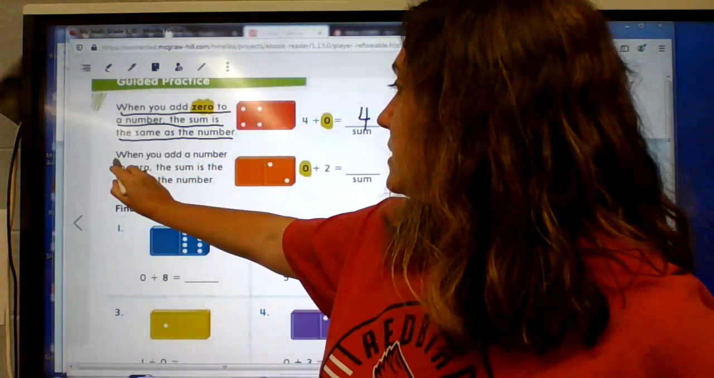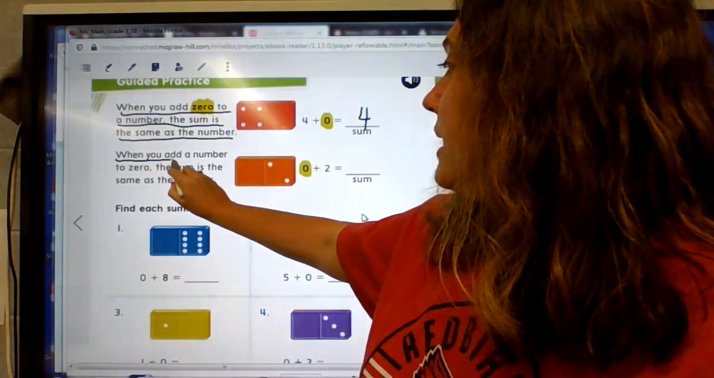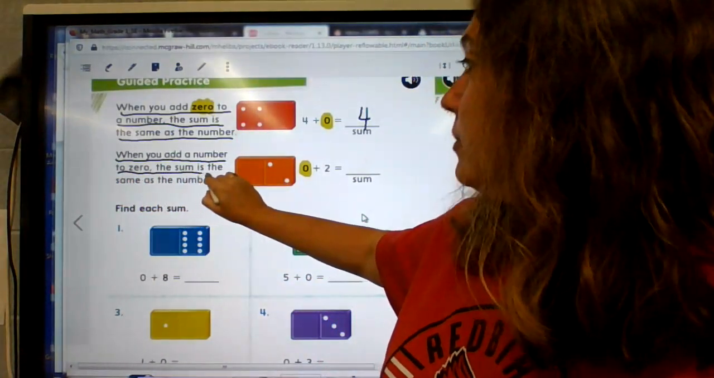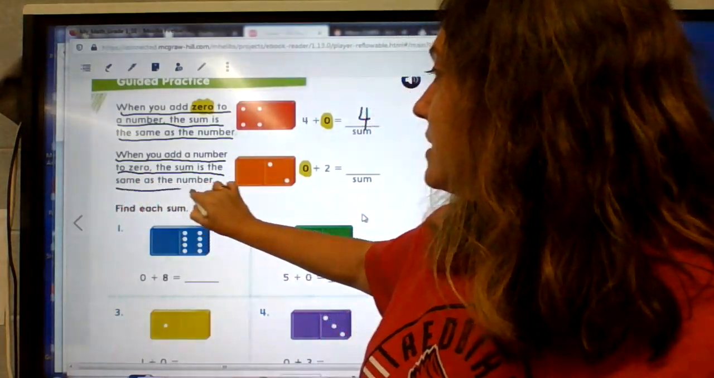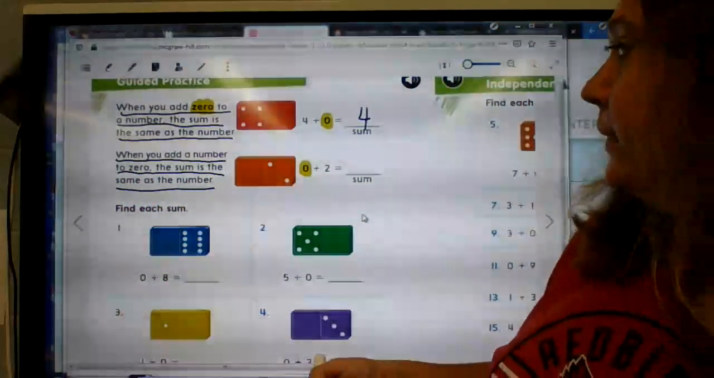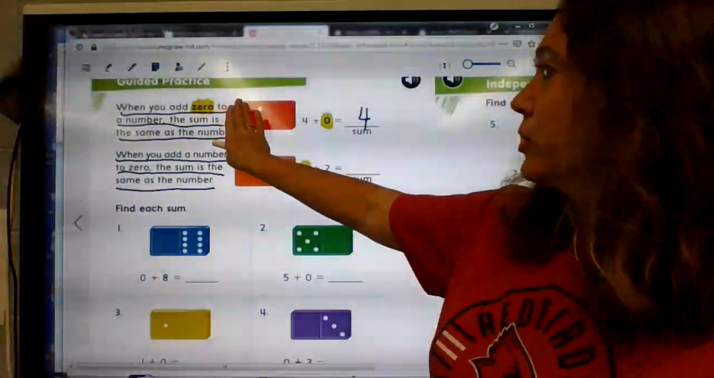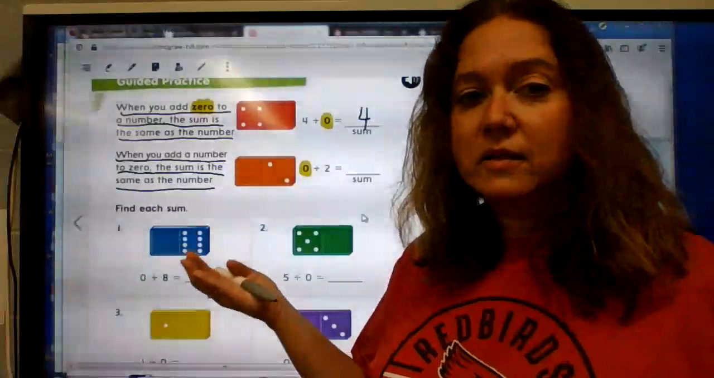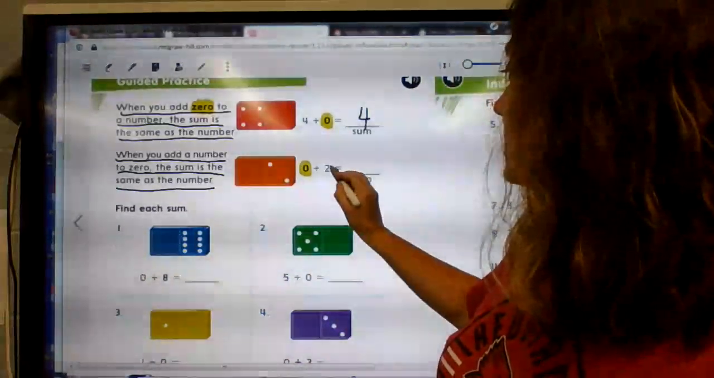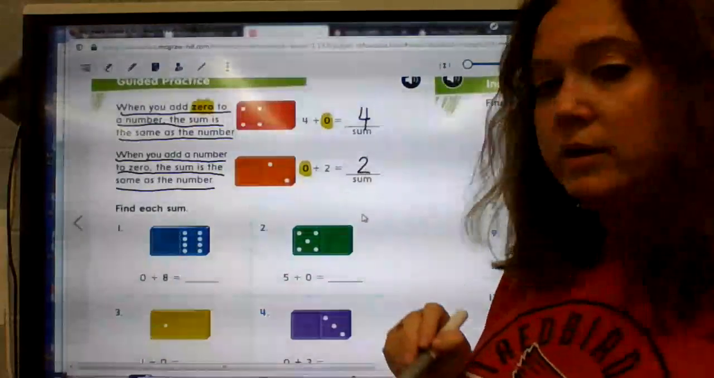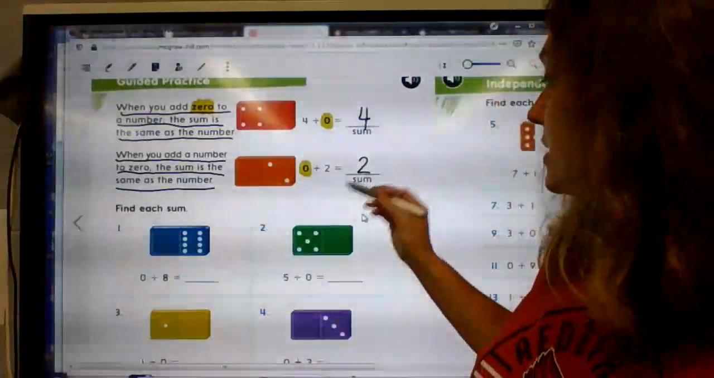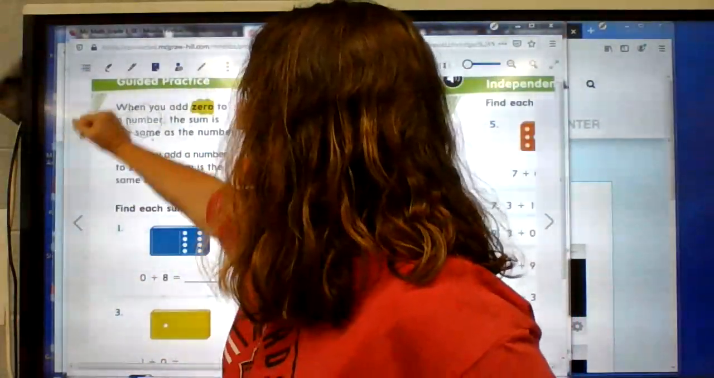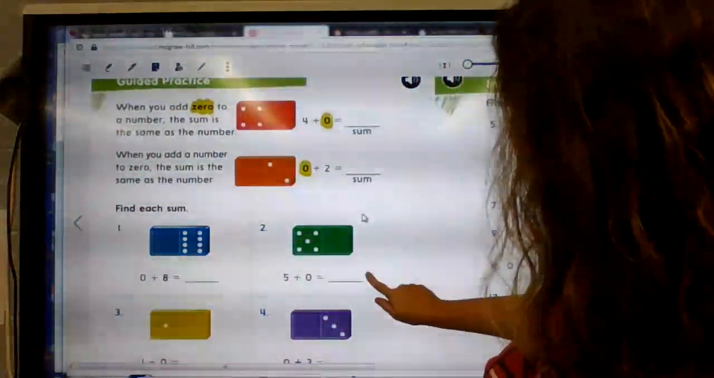All right, underline this. When you add a number to 0, the sum is the same as the other number. It doesn't matter if the other number is first or second, it's always the same as the number. 0 plus 2 equals 2. So trace over those. The sum is 2. I'm going to scoot my paper up.